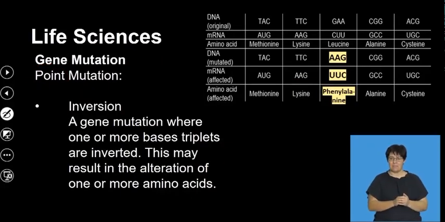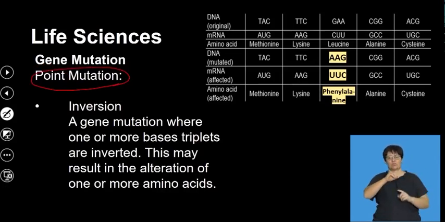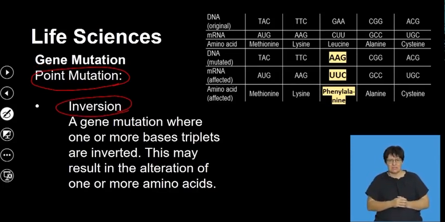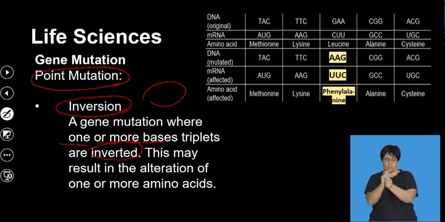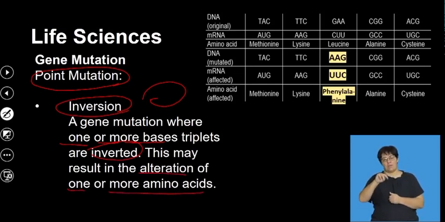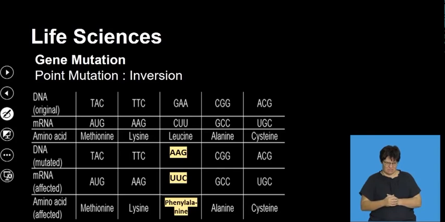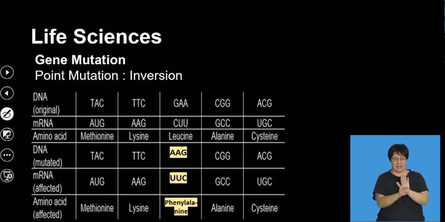We also know that there's a different type of point mutation called an inversion. So what does an inversion mean? An inversion essentially is a mutation where one or more bases in a triplet are inverted. So the word invert is to swap around. So I'll point that out in an example. This may result in the alteration of one or more amino acids. Let's try and understand that by using an example.